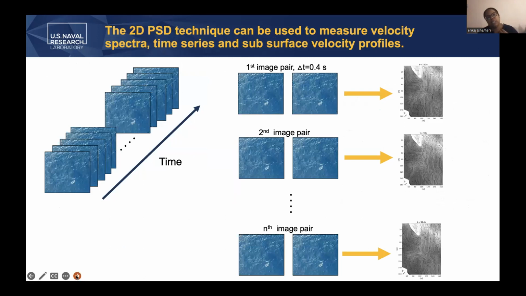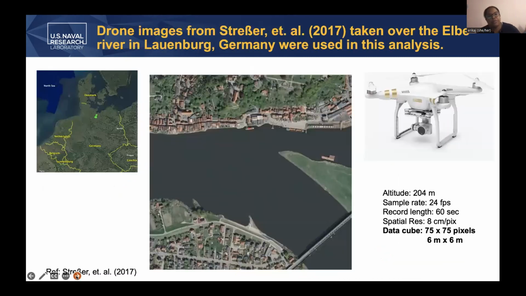And because this technique only requires two images, I can start to look at time series information if I've got a whole movie's worth of data. And I can look at how the flow field is evolving in time. And so we'll look at a couple of examples.